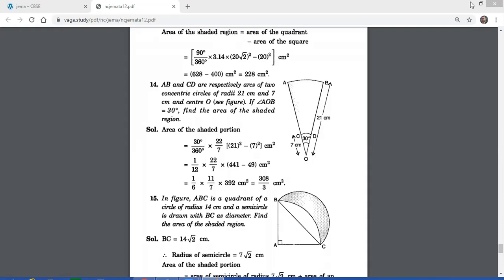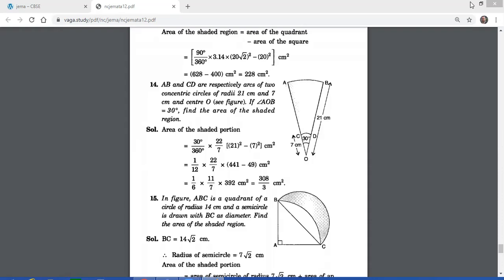So we can take pi theta by 360 common. Pi theta by 360 is common, and inside the bracket we get R square minus r square. Theta is given as 30. So pi theta by 360 is outside, and inside the bracket we get capital R square minus small r square. And what is capital R? Capital R is already given as 21, and small r is given as 7.